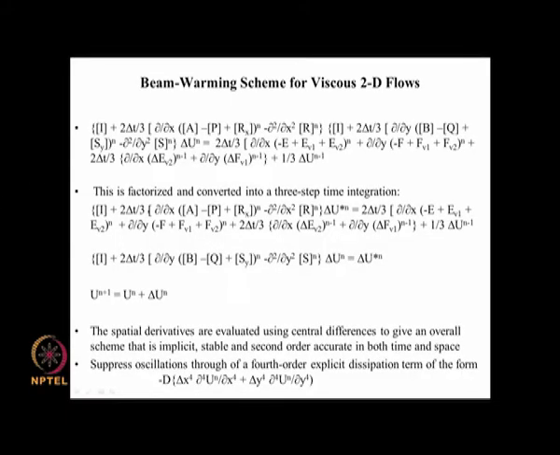And once we do that, then we have the tridiagonal matrix method applied twice in order to get to the final solution. Okay. So, some more details about it: spatial derivatives are evaluated using central differences. To give an overall scheme that is implicit, we can see the implicitness coming from here, this delta u^n involving second derivative and first derivative, and that is implicit, stable and second order accurate in both time and space, and something that can be applied for viscous 2D flows.